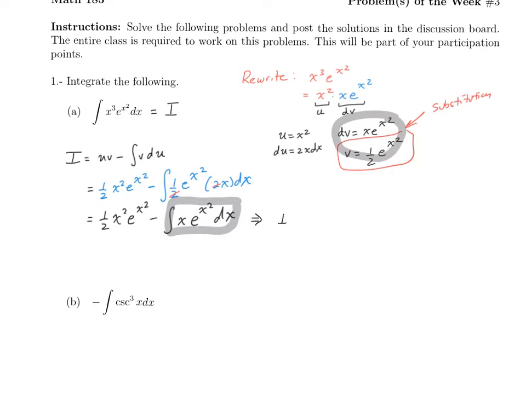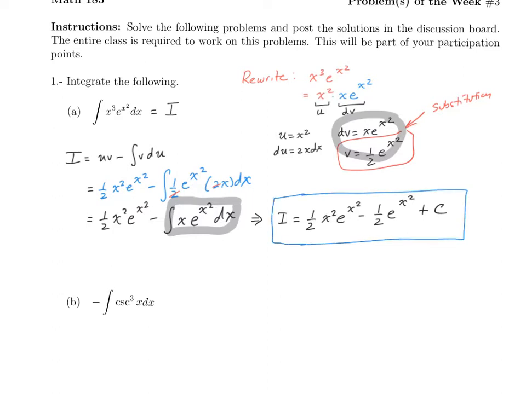So from here we'll get the integral. It's going to be 1/2 x squared e to the x squared minus 1/2 e to the x squared, then plus c. You can factor this if you want to, but it's not necessary. So this is the final answer. Again, you can factor e to the x squared if you want to, but it's not necessary. It looks nicer, it looks cooler, but it doesn't have to be factored out.